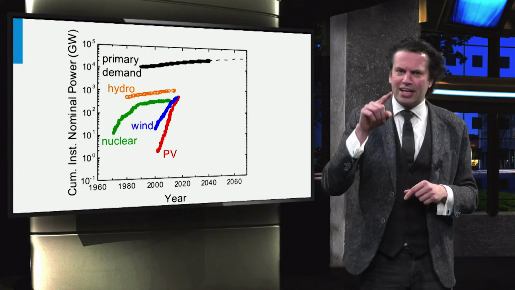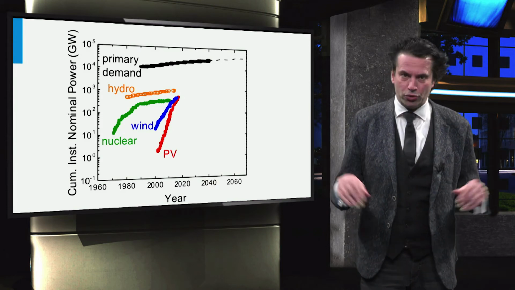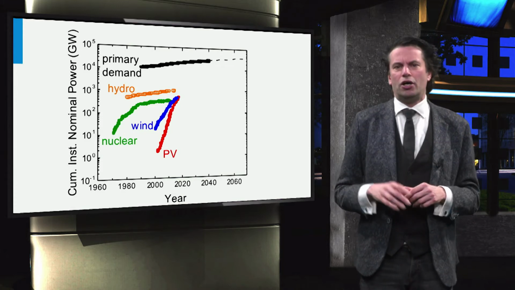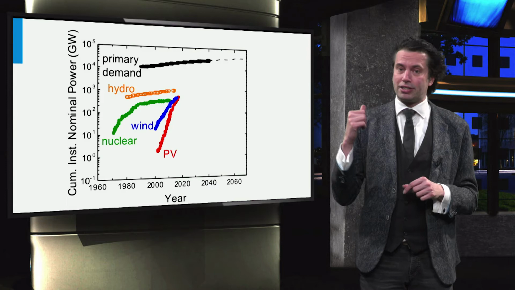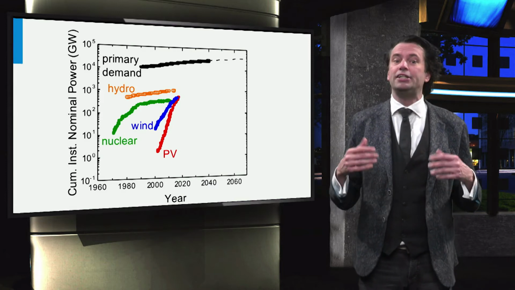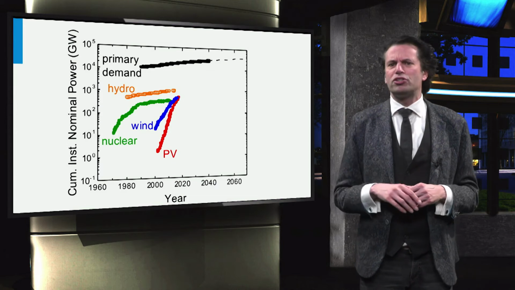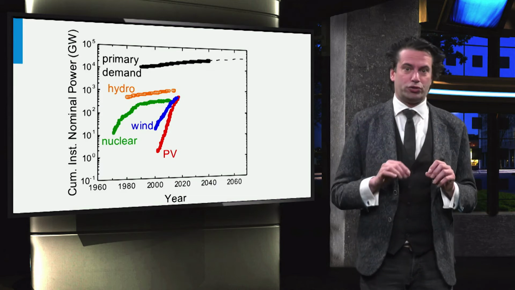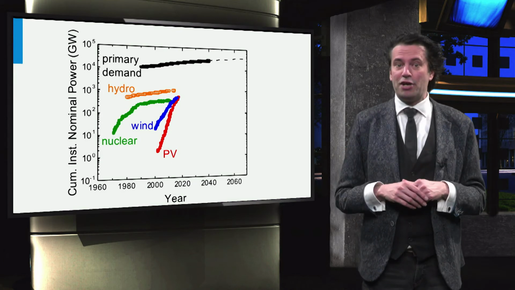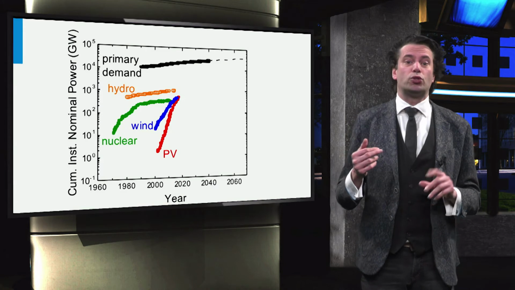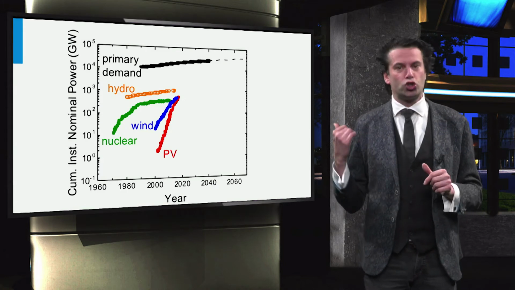On the vertical axis, you see the cumulative installed nominal capacity, which is expressed in gigawatts of power. Note that this is a logarithmic scale. On the horizontal axis, time is plotted, expressed in years. Here we only consider the energy sources which are not based on fossil fuels. Orange represents hydroelectricity, dark green represents nuclear, blue represents wind, and red represents solar.